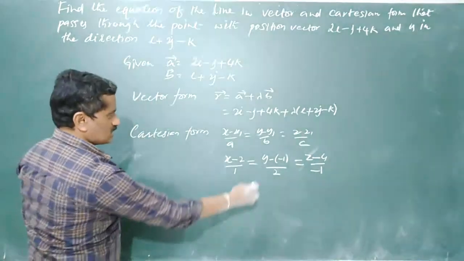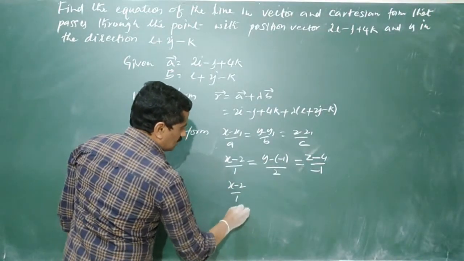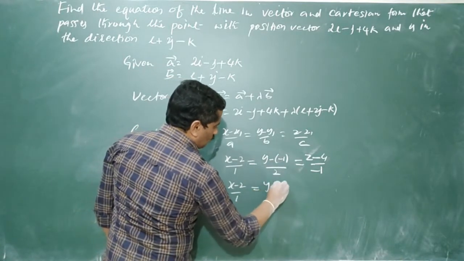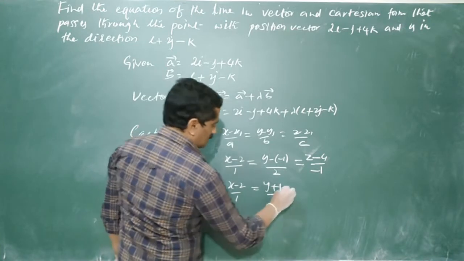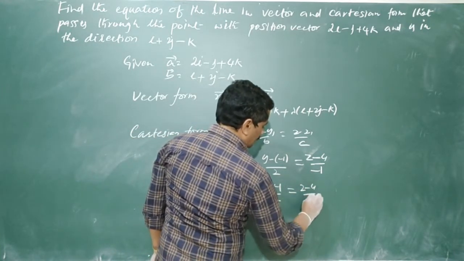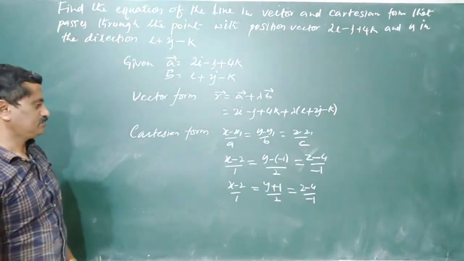Again simplification. Now simplifying this, that is x minus 2 by 1 is equal to y minus of minus becomes plus 1 by 2. Again that is equal to z minus 4 by minus 1. You must write compulsory 1.